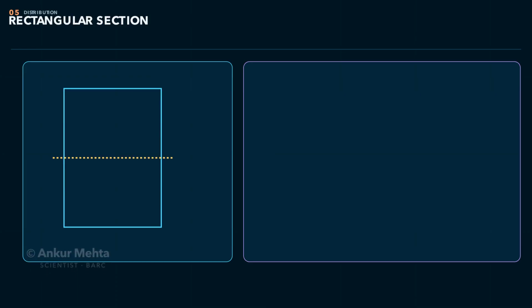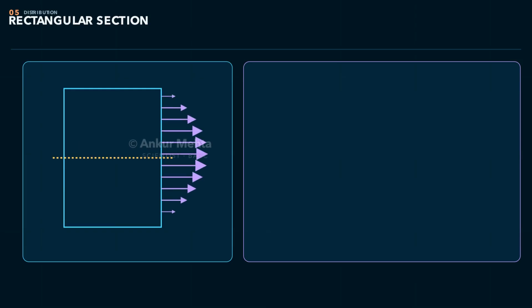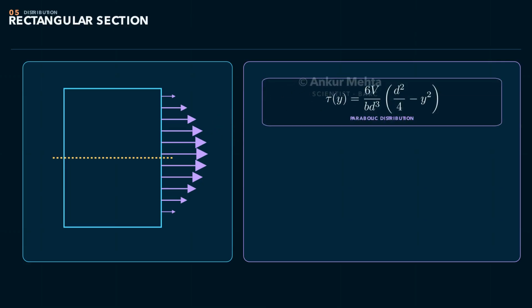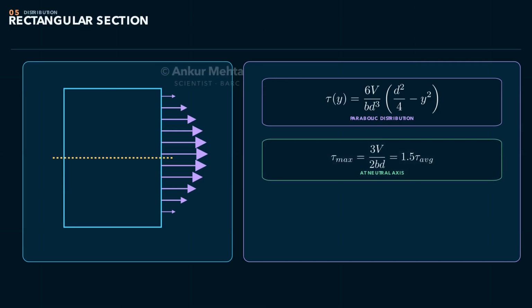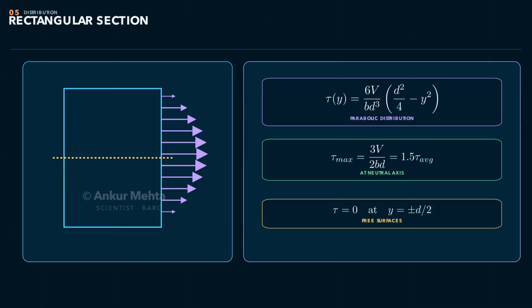For a rectangle of width b and depth d, choose the area above a horizontal level y measured from the neutral axis. Substitution into VQ over Ib gives tau of y equals 6V over bd cubed multiplied by d squared over 4 minus y squared. This is a parabola. Shear stress is 0 at the top and bottom free surfaces and maximum at the neutral axis. The maximum is 3V over 2bd, or 1.5 times the average stress V over bd. The stress equals the average at y equals plus or minus d over 2 root 3.